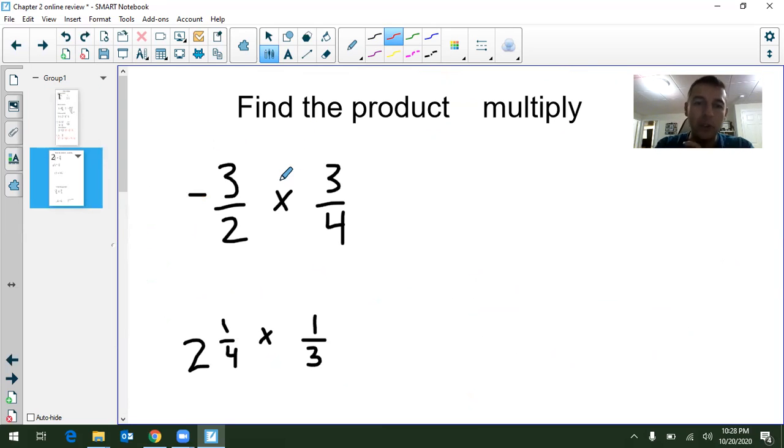All right, now we're going into multiplication. Multiplication with fractions is fairly easy. You are just multiplying straight across. So in this case, we're taking a negative 3 times a 3. Remember your negative sign. Just keep it up there with the numerator. It is a negative 9 over 2 times 4, which is just 8.